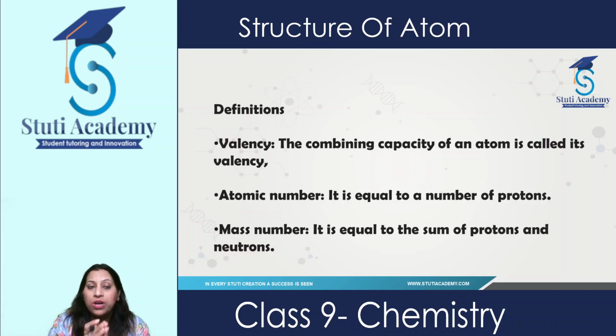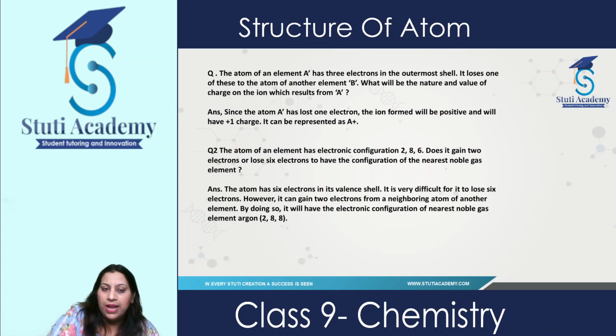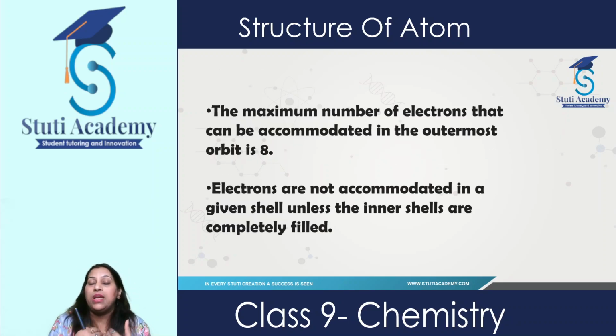Before that, you should be aware of a few terms, that is valency. The combining capacity of an atom is called its valency. Atomic number is the number of protons, and mass number is the sum of protons and neutrons. Although I'll explain atomic number, mass number and valency in detail later, first you need to focus on valency, the combining capacity of an atom. Let's take some examples of how to write the electronic configuration of different elements. So this valency term should be clear to you.